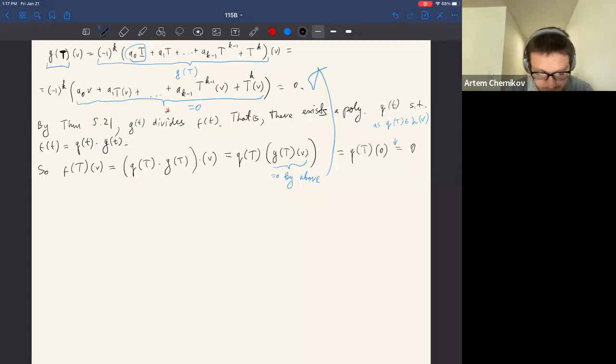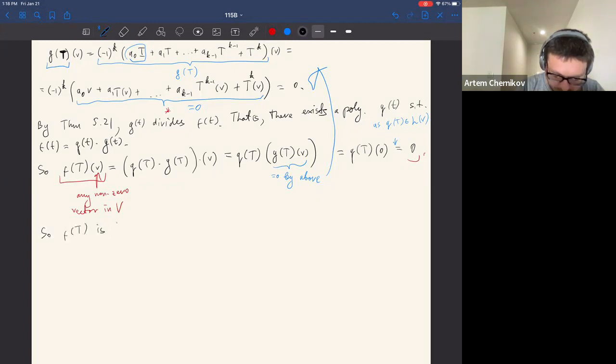And so we get what we started with. Remember, v was an arbitrary non-zero vector in V. And we have demonstrated that if we apply the linear operator f of T to any non-zero vector, we still get 0 as a result. So this shows that f of T sends everything to 0. So f of T is the zero linear operator on V, as wanted. Okay. So this concludes the argument.